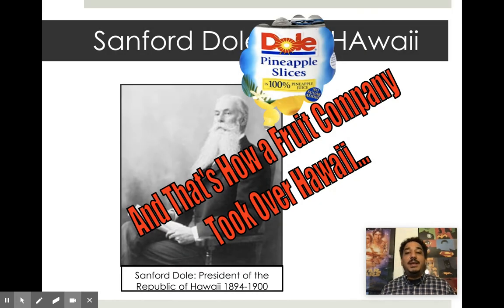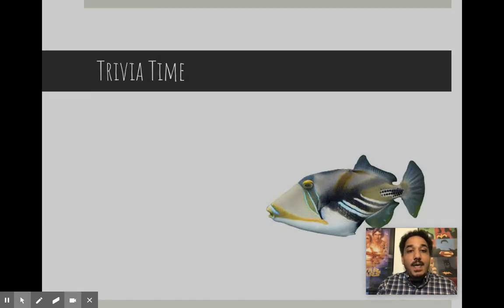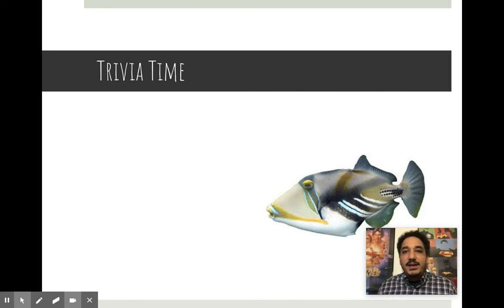Eventually, they do become a state of the United States. They're not just their own republic anymore, and we take them over. We annex them. Annex means you take a country and make it part of your own. So that's how America and Dole took over the government of Hawaii. We're going to watch a video on that in just a second.